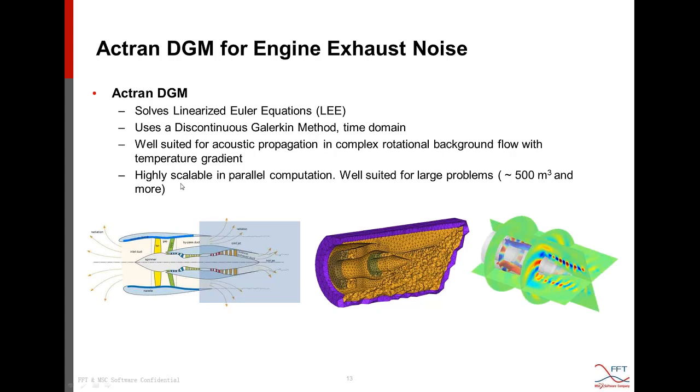And Actran DGM is also a very scalable tool which runs extremely well in parallel computation, and it's very well suited for large problems. So for example, we are able to run a 3D problem involving more than 500 cubic meters, and to study the non-symmetrical effect created, for example, by the pylon or the installation effect of the engine on the aircraft wing.